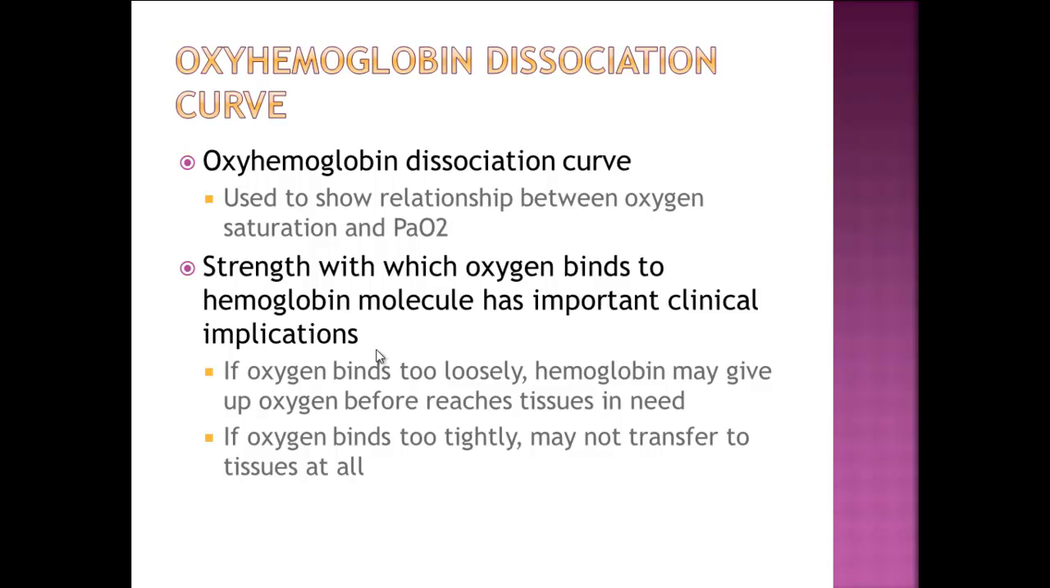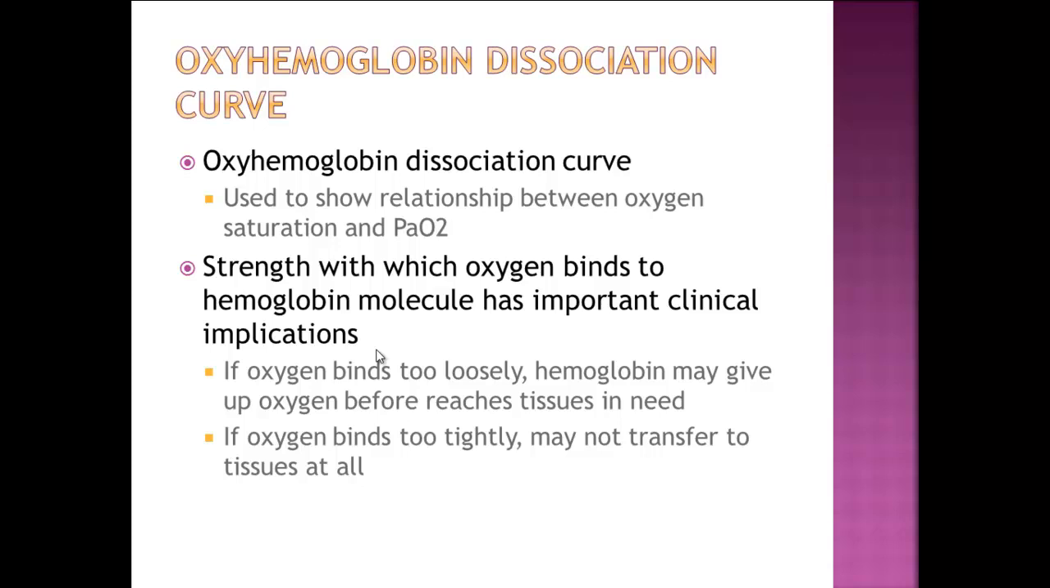Okay? We use what's called an oxyhemoglobin dissociation curve to show the relationship between oxygen saturation and the arterial pressure of the oxygen in the blood. The strength with which the oxygen binds to hemoglobin has very important clinical implications, and this curve tells us a lot about that ability of oxygen to bind.